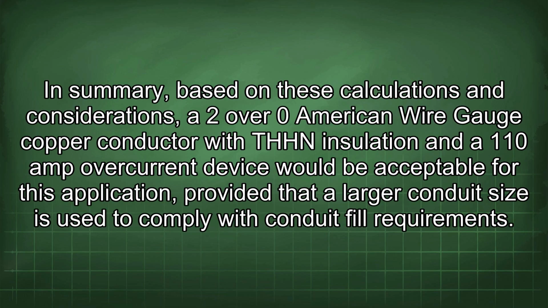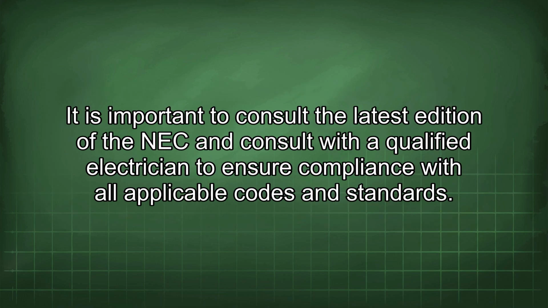In summary, based on these calculations and considerations, a 2/0 American wire gauge copper conductor with THHN insulation and a 110 amp overcurrent device would be acceptable for this application, provided that a larger conduit size is used to comply with conduit fill requirements. It is important to consult the latest edition of the NEC and consult with a qualified electrician to ensure compliance with all applicable codes and standards.